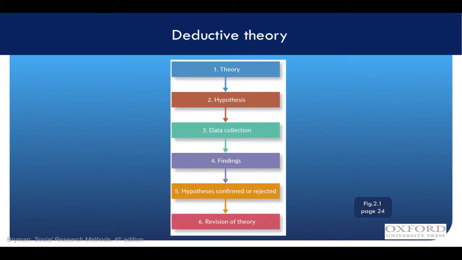And he's illustrating deductive theory, which was that letter, the 12-minute egg. The fact that you've got the theory very clear from the beginning. From that theory, you generate a hypothesis, which is derived specifically from the theory. That hypothesis frames your data collection, your findings that lead to the hypothesis either being confirmed or rejected, which in turn leads to a revision of theory. But it's a fairly linear approach.